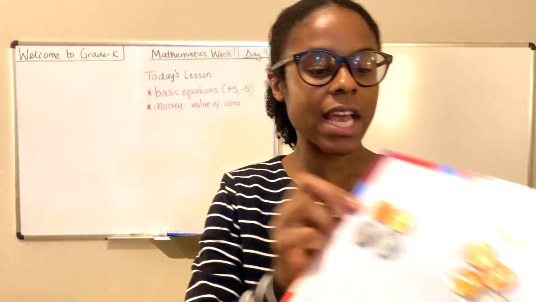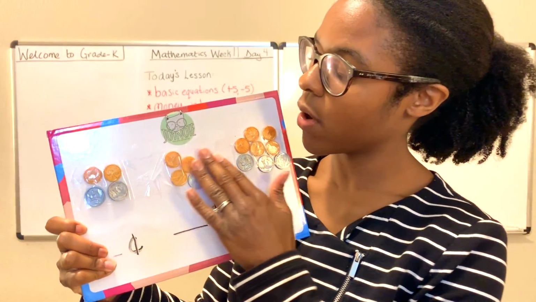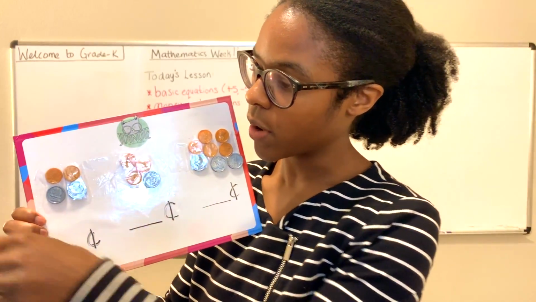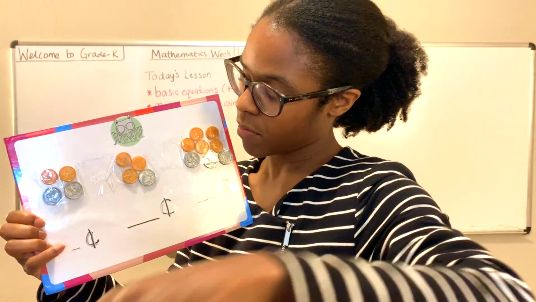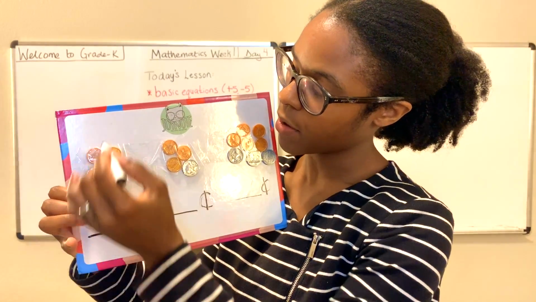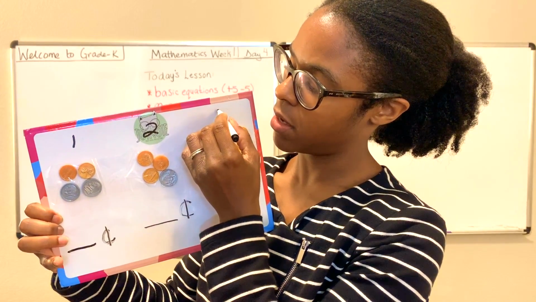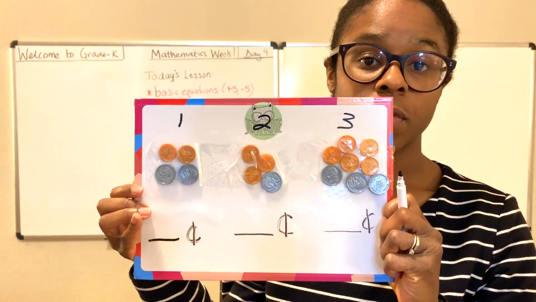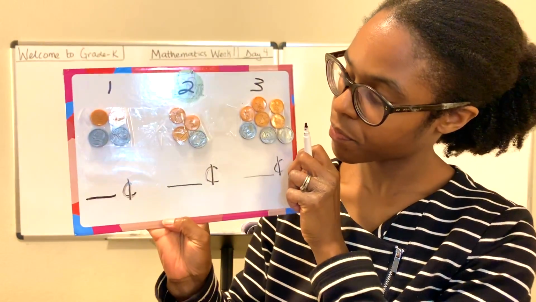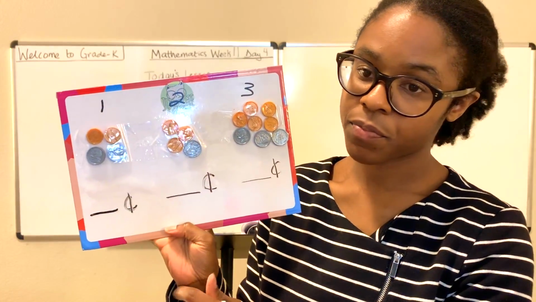Okay, so today we're going to be calculating or finding the value of our coins. So we have 3 sets of coins. We have set 1, set 2, and set 3. Similar to what you see in your worksheet. What is the value of the first set?